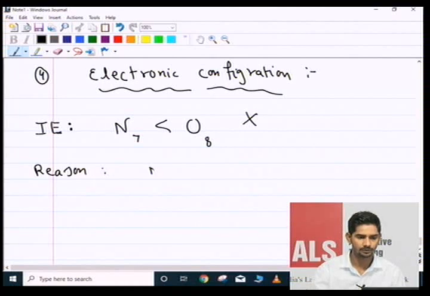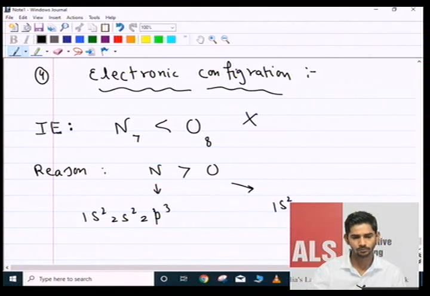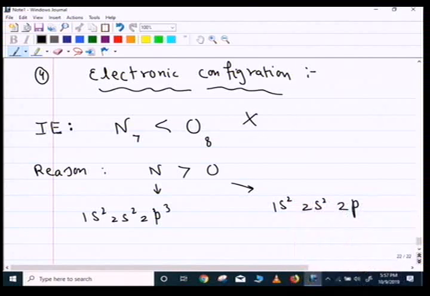First of all, the correct answer is nitrogen. Okay. Guys, write the electronic configuration for nitrogen. It is 1s2, 2s2, 2p3. For oxygen, it is 1s2, 2s2, 2p4.